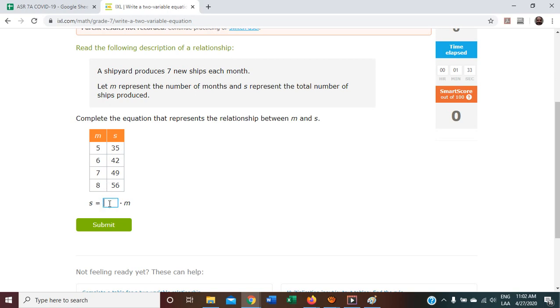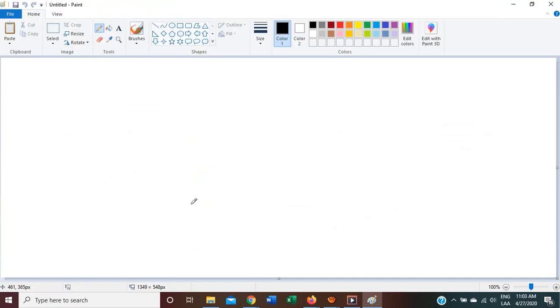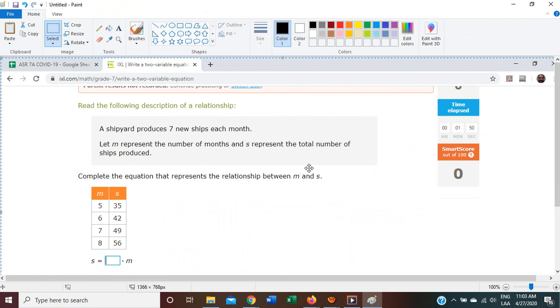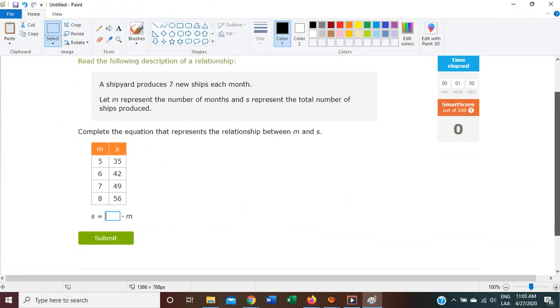And here's the equation: S equals something we don't know times m. Remember, this dot in the middle of the line means times, it's multiplication. So what number should go here? What you're going to do is choose any line, whatever line you want.